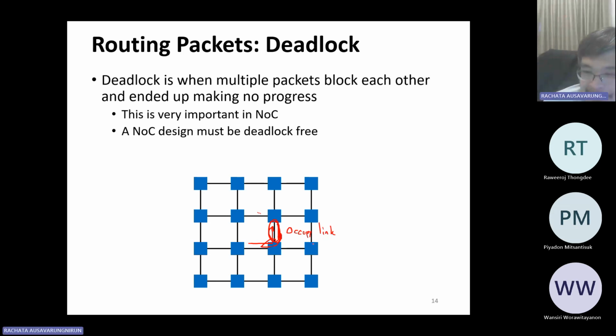It occupies the link. But then I need to make some kind of turn. But another packet basically says, hey, I want this link as well. But I cannot use the link because I'm occupying this link. So basically packet P2 occupies this, P2 occupies this, P1 occupies this. But P1 wants to use P2's link. P2 also wants to use P1's link. In that case, I'm stuck, right?